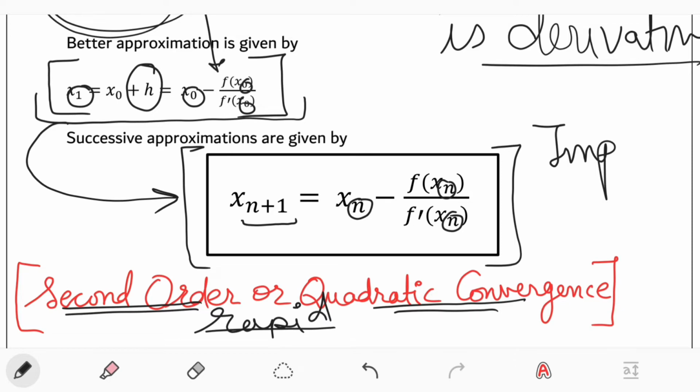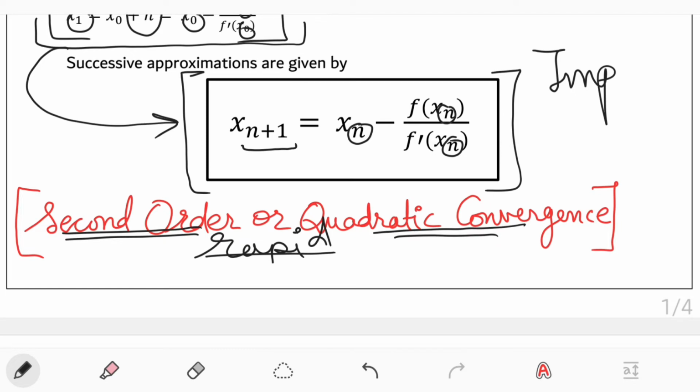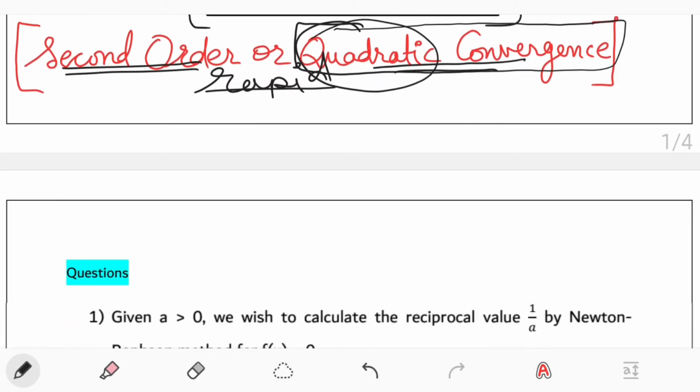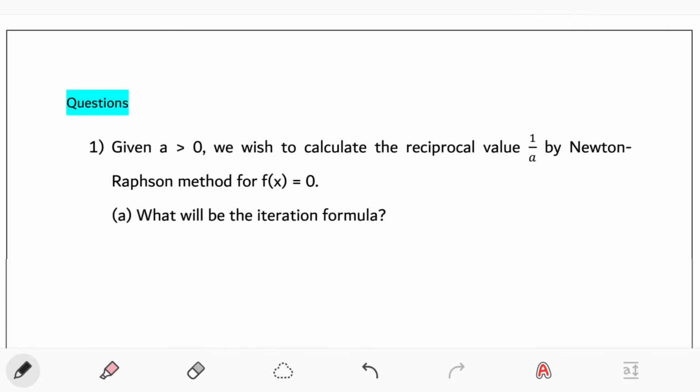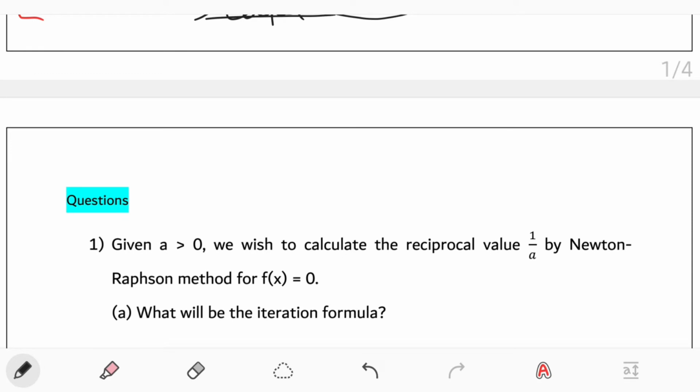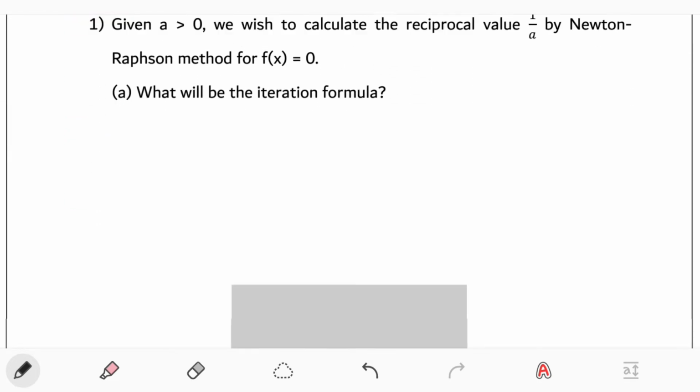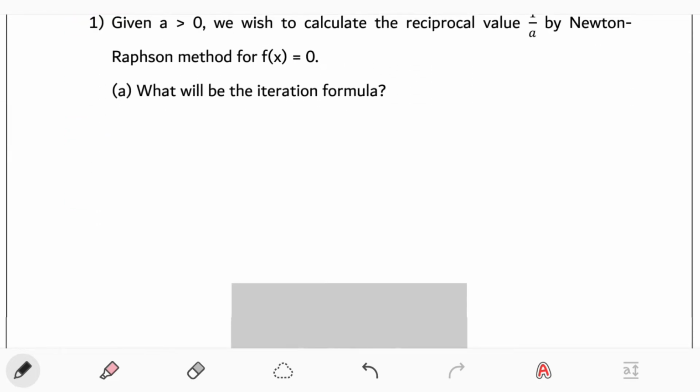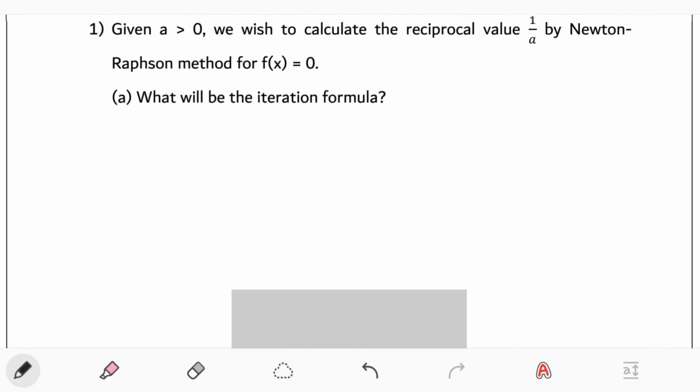So in other words, you can say it is a rapid convergence, and sometimes they ask in the exam what type of convergence Newton-Raphson follows. Here I have written it's a quadratic convergence. So this is all you need for solving Newton-Raphson method questions. It's a very easy question kind of, and you can easily attempt and answer all the related questions.